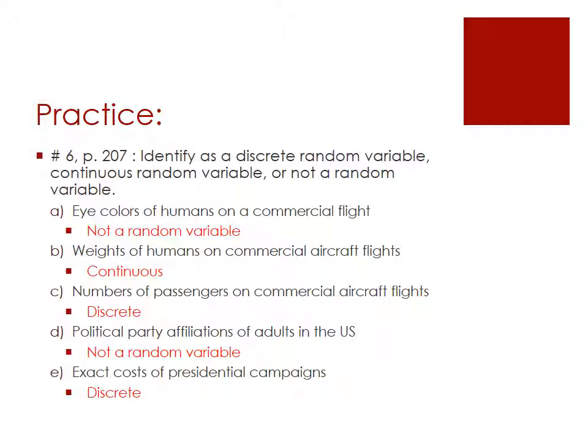Numbers of passengers on the commercial flight, that would be discrete, because again we can go through and count them. Political party affiliations of adults in the United States, that's not a random variable, that's a category. And the exact cost of presidential campaigns, that's discrete because we can go through and count that as an exact amount.